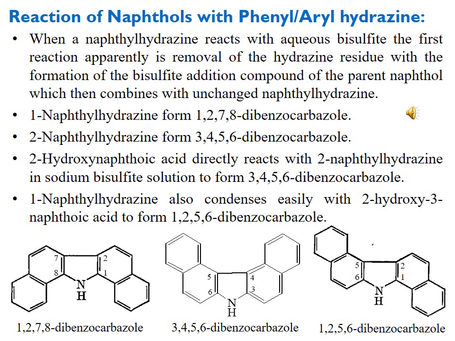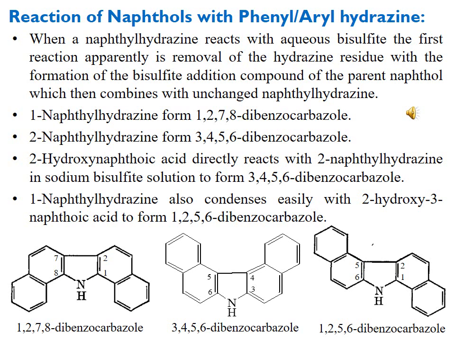First, 1-naphthyl hydrazine is known to form 1,2,7,8-dibenzocarbazole. Here you can see the structure of 1,2,7,8-dibenzocarbazole, and the numbering is also given for ease of understanding this nomenclature. Similarly, 2-naphthyl hydrazine reacts to form 3,4,5,6-dibenzocarbazole.